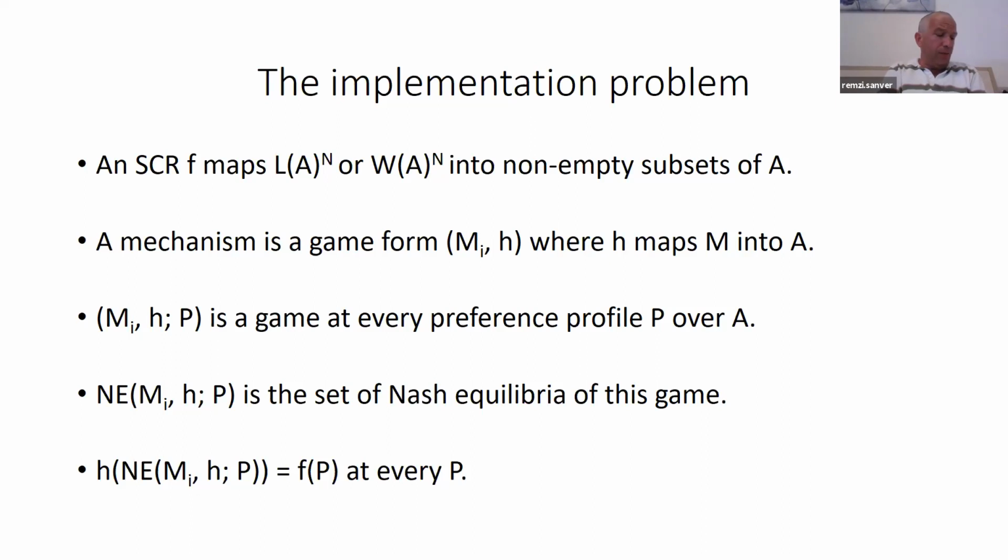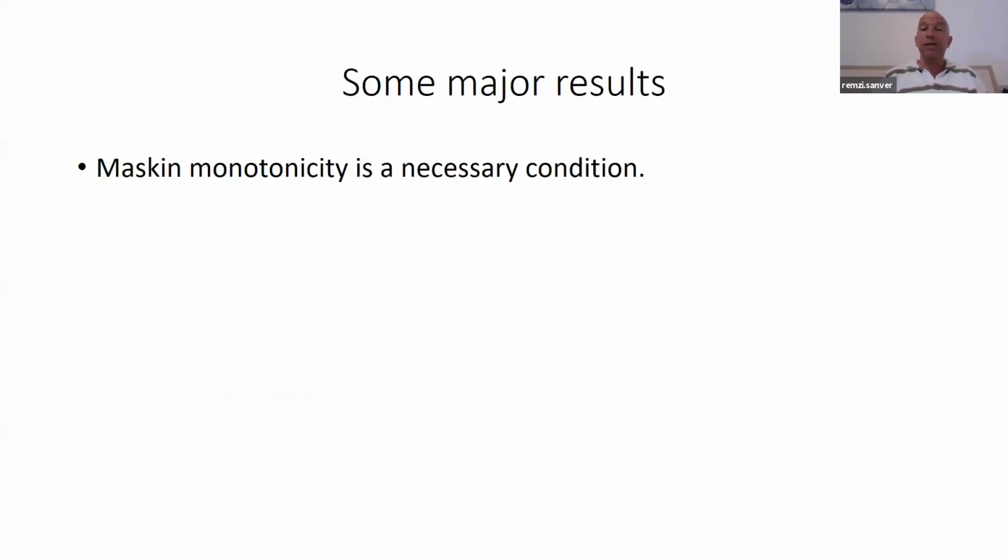For those who know the literature, it's clear that the difficult part is to eliminate bad equilibria. It's always easy to design game forms where you have everything as equilibrium, but it's not that easy to eliminate equilibria and to have precisely F of P as equilibrium at every P. But if I am able to do this, then I say that F is Nash implementable by this game form or this mechanism. This is quite demanding, and as you may realize, there is a large literature on this. So I will just go over certain major results.